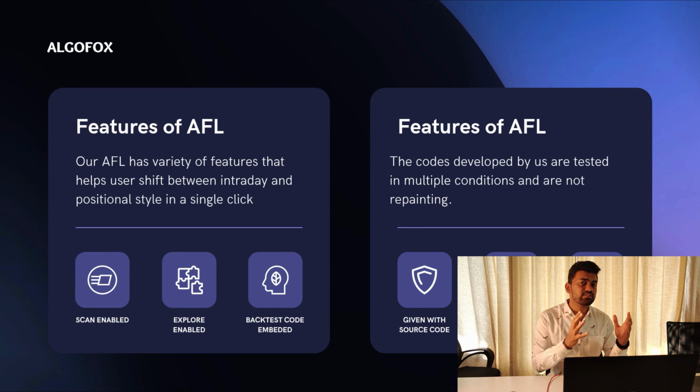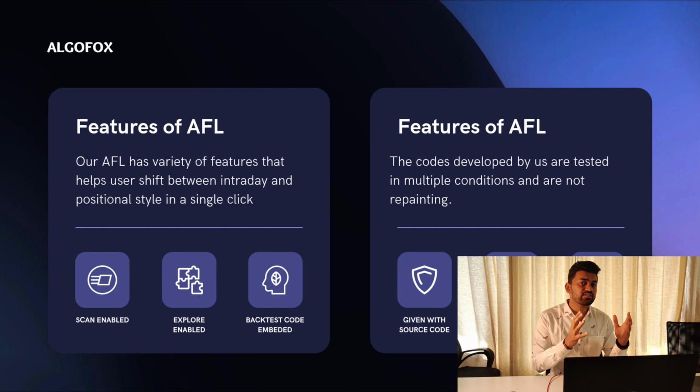In today's video, we are going to talk about a basic AFL called Supertrend. We're going to talk about how to backtest it, how to scan, how to explore, and even how to automate using this AFL. This AFL comes with a target and a stop loss. It also has two modes. One is for intraday and the other is for positional trading.